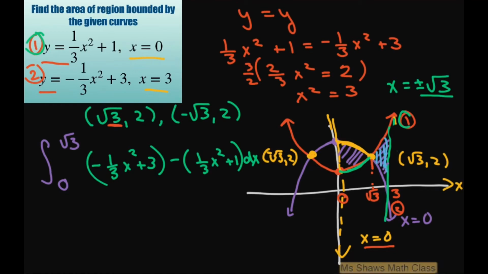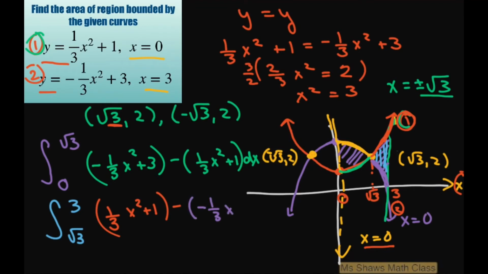Now for this shading in here, let's make this blue. This shading here goes from square root of 3 to 3. The upper part of this shaded region goes with equation 1, so you always write the upper first when you're doing x. That's 1/3 x squared plus 1, and you subtract the lower part of the bound, which is this part of the curve: negative 1/3 x squared plus 3, dx.